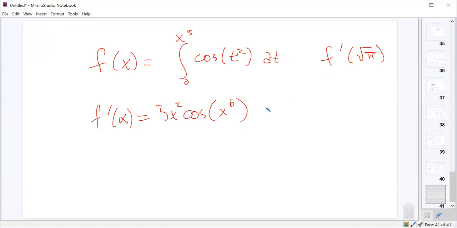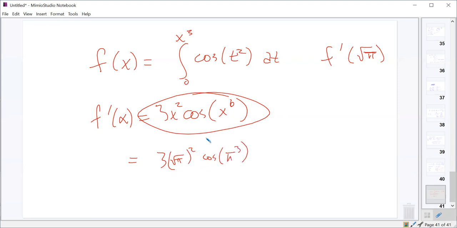And if we're going to evaluate that at root pi, evaluating is pretty straightforward, but this is the important piece of it. Can you do the fundamental theorem of calculus piece? Don't forget that you have to evaluate this at x cubed, so x to the 6th, and then multiply by the derivative of the x cubed. So if you evaluate that at root pi, that should be 3 times root pi squared times the cosine of pi cubed. And root pi squared is obviously pi, so we get 3 pi cosine pi cubed. Good or no?